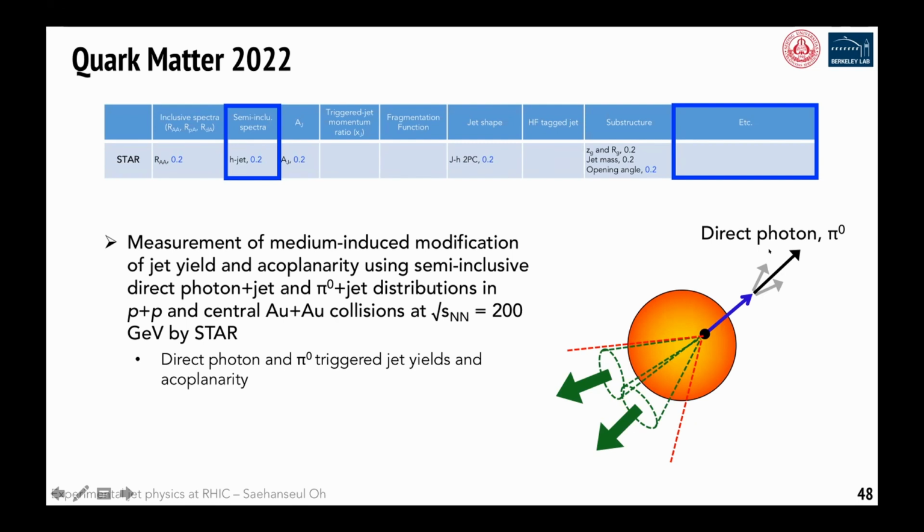So we have a direct photon and pi-zero as a trigger particle, and we can investigate jets in the recoil region, and we can measure the yield, the semi-inclusive spectra, and we can also measure the acoplanarity, which is the angle between this trigger and the jet, how the jets are deflected relative to the trigger particle. I marked it as within the ETC, but it will be presented at Quark Matter.